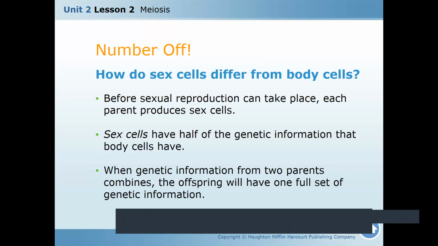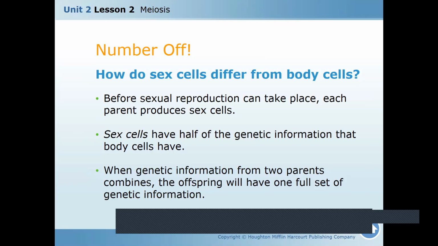Batin, start reading this. How do sex cells differ from the body cells? What is the difference between sex cells and body cells? Normally, as I have shown you before, our body cell will have the full number of chromosomes. Sex cells will have half the number of chromosomes. By reading this, you will understand more.